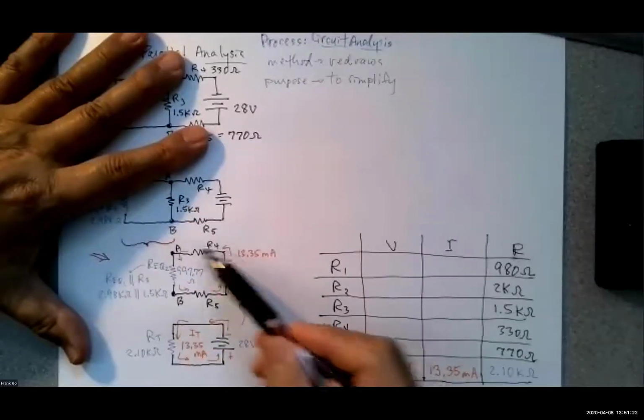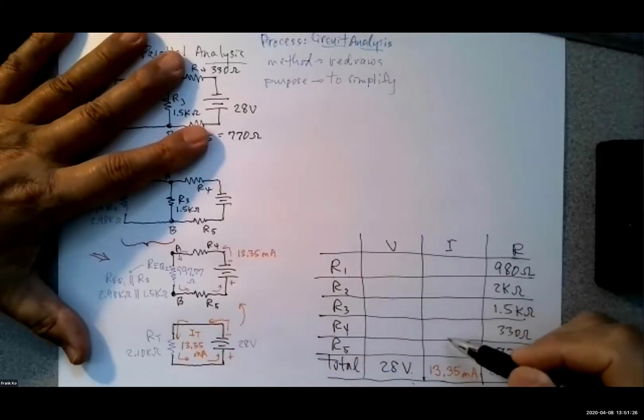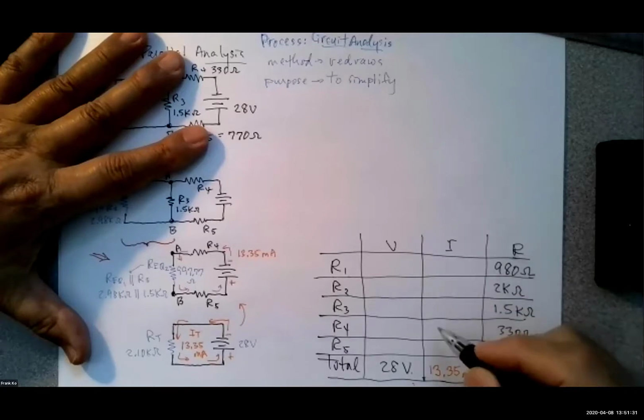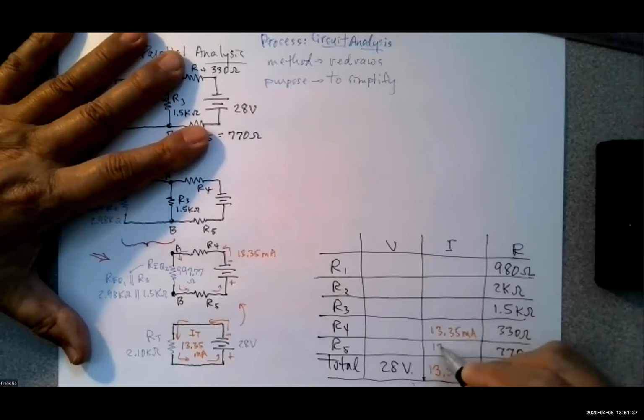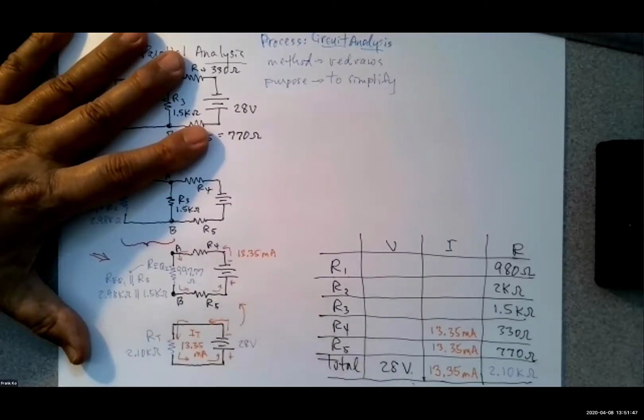So in this part of our analysis, you have found the currents for R4 and R5, and we can fill that in. That would be 13.35 milliamps for here, and that would also be 13.35 milliamps for here. So R4's current and R5's current are the same in this schematic, and it is 13.35 milliamps. So 2 cells have been filled in.